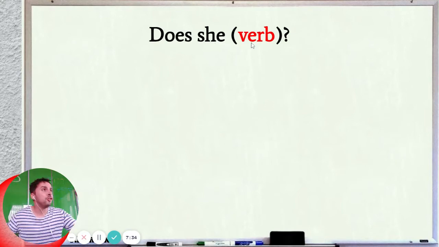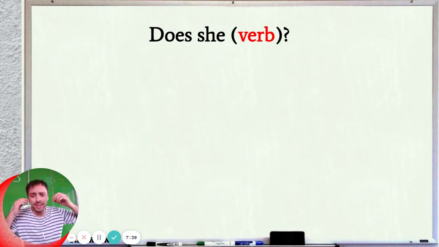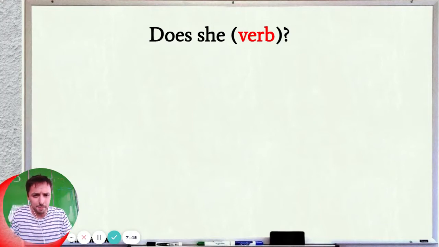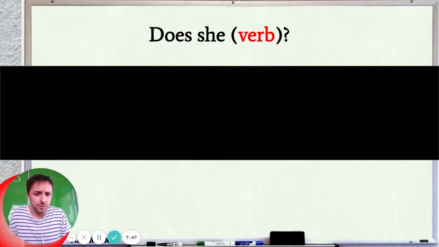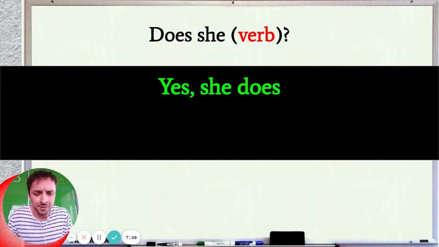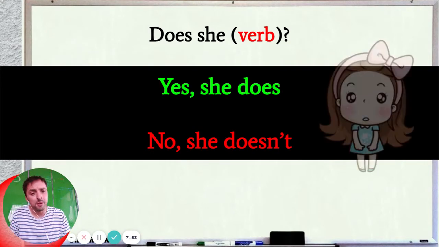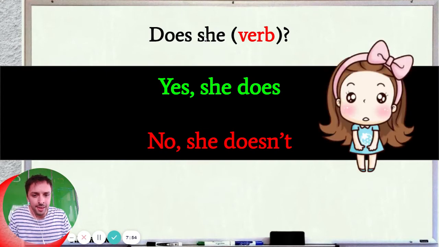Does she have? Does she want? Does she remember? Does she hear? Does she like? Does she love? Does she, I don't know, does she swim? And what are the two answers? Yes, she does, or no, she doesn't. And remember, because it's she, we're talking about a girl.